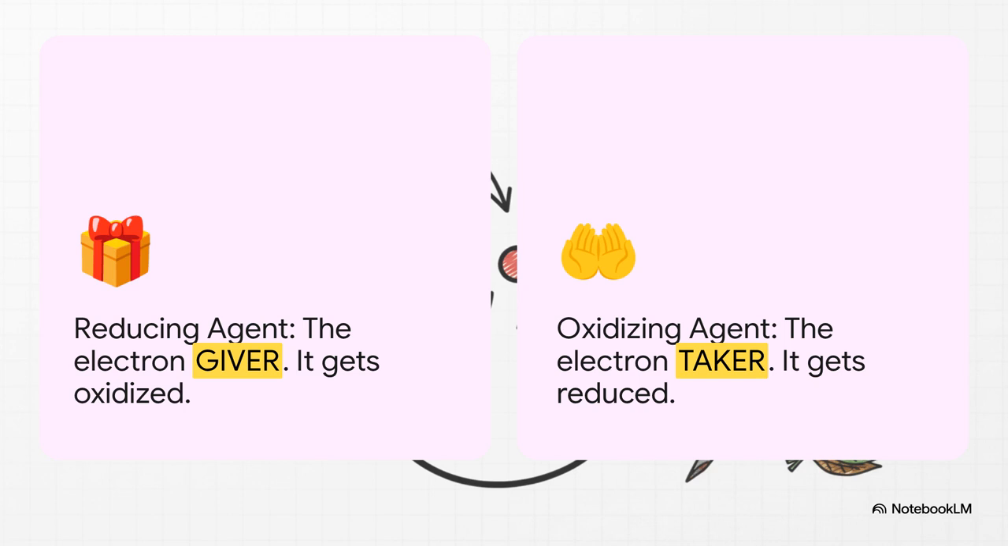The substance that gives away the electrons, the one that gets oxidized, is called the reducing agent. Why is that? Because it causes the other substance to be reduced. And on the flip side, the electron taker, the one that gets reduced, is called the oxidizing agent, because it causes the other guy to be oxidized.